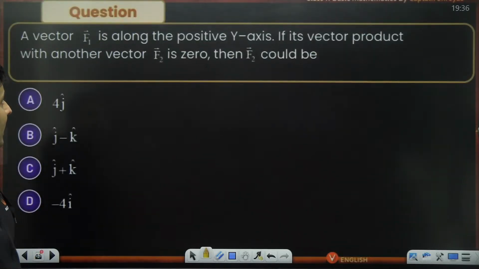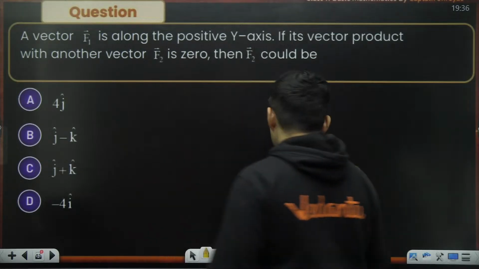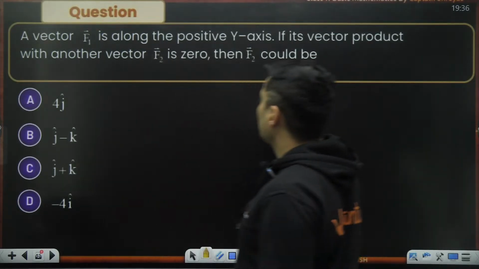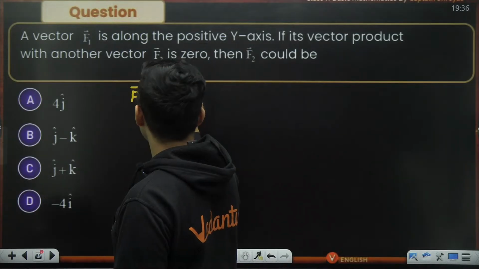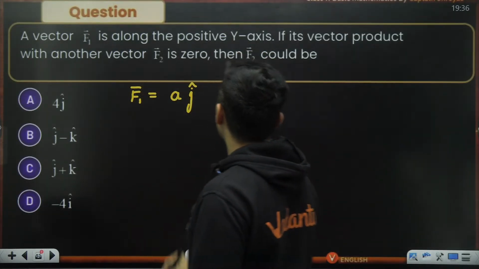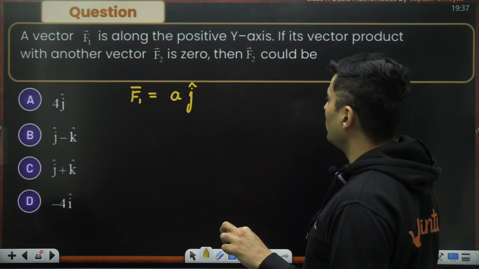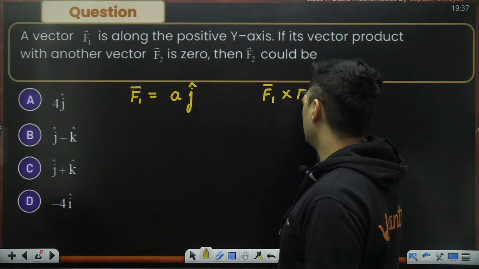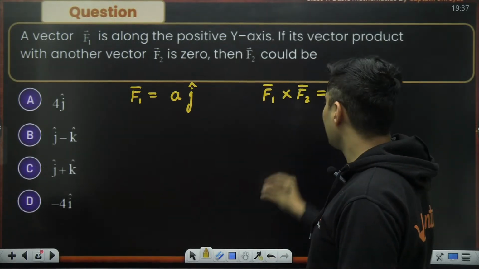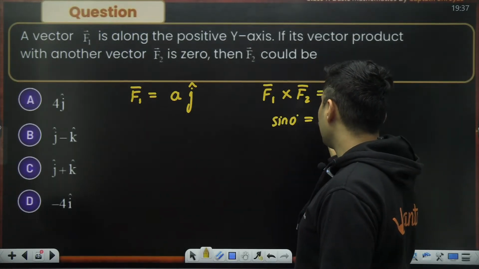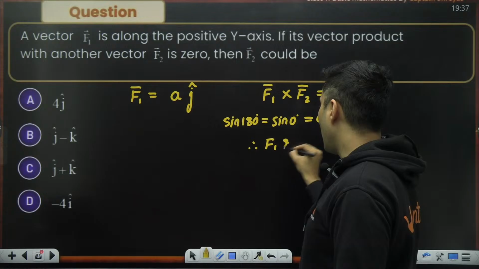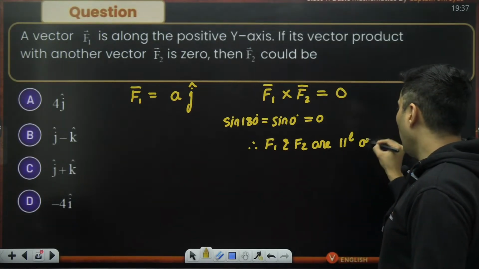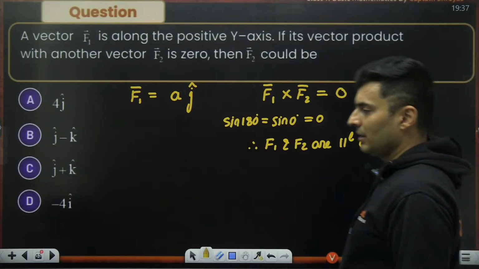Okay, let's see. A vector F1 is along the positive y-axis. And if its vector product with another vector is 0, then F2 could be, come on, think about it. Vector F1 is along the positive y-axis. So F1 bar will be some number, let's say A, along the positive y-axis, that means A j cap. If F1 cross F2 is 0, it could mean either sine 0 is 0, or sine of 180 is also 0. Therefore, F1 and F2 are parallel or anti-parallel.